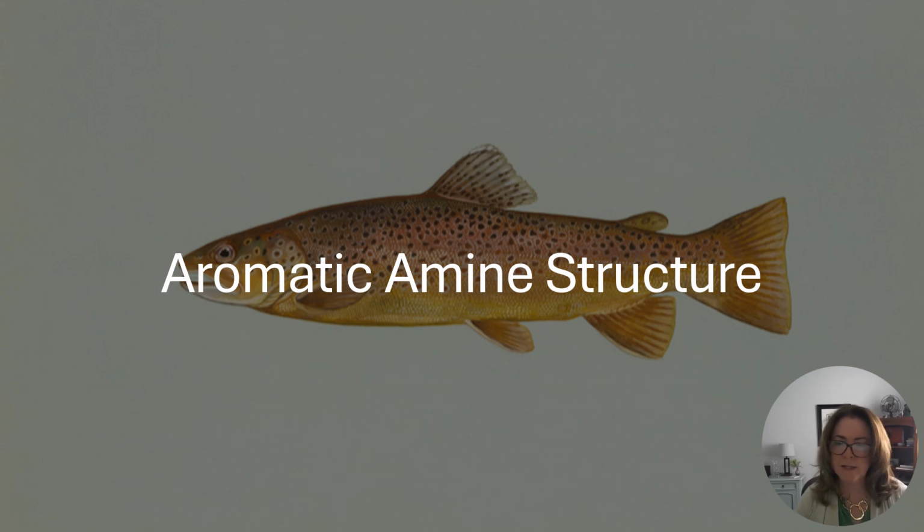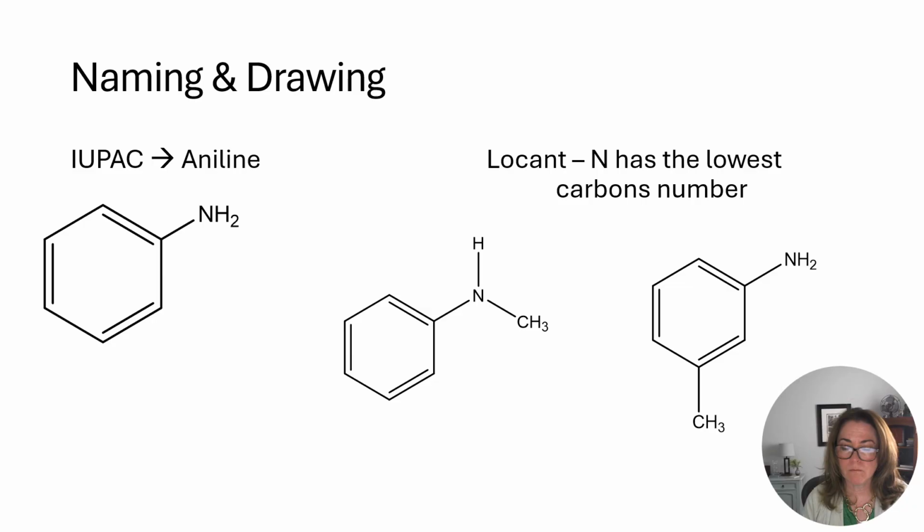All right, our last structure video will be about the aromatic amines. Okay, so for our IUPAC naming, we've already talked about this, sort of. And that is when you have a benzene ring with an NH2, it is an aniline. Or you have a benzene ring with a nitrogen, it is an aniline. Now, we can have substituents either off of the nitrogen or off of the ring itself.